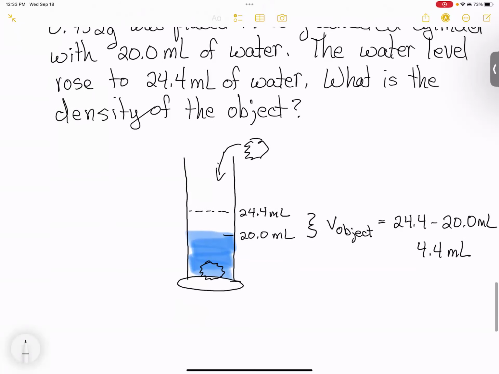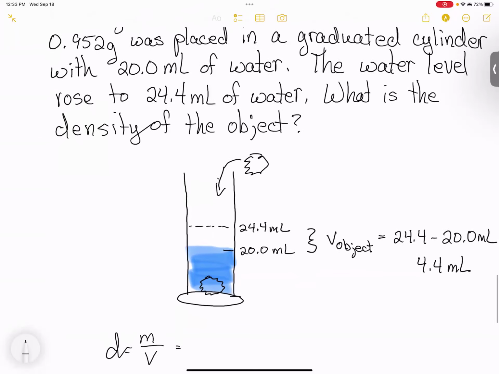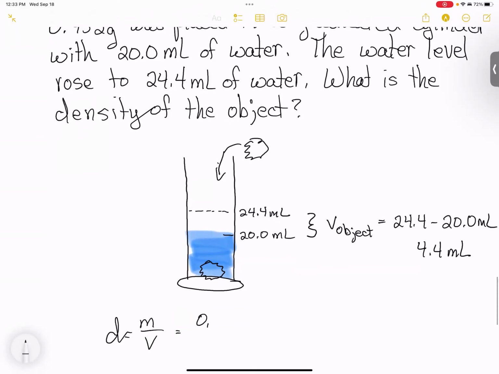Once you have the volume, you can get the density because density is mass over volume. So it is equal to the 0.952 grams divided by the 4.4 milliliters. Or in other words, it has a density of 0.2164 grams per milliliter.